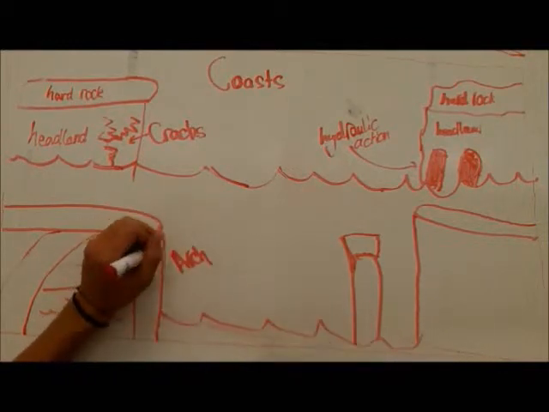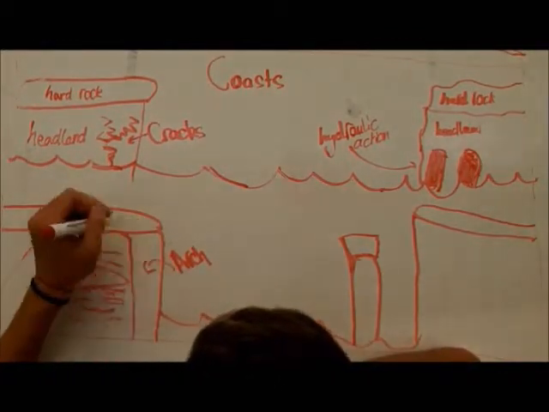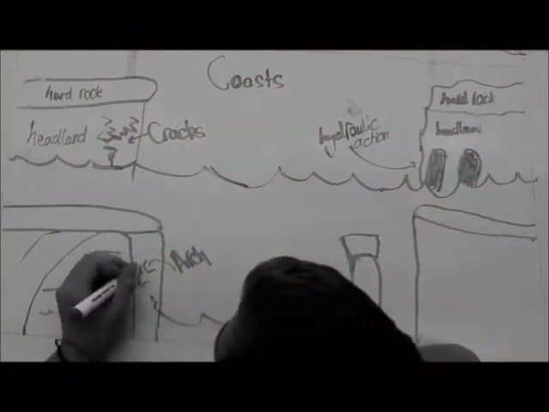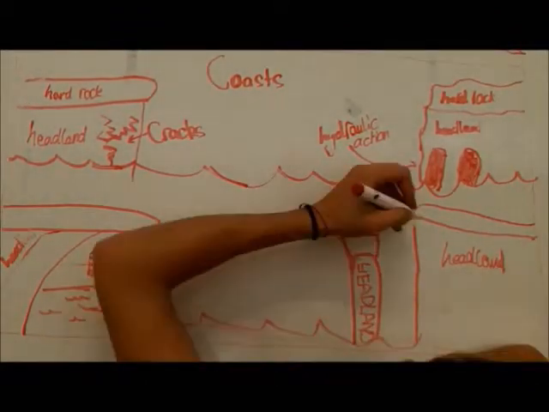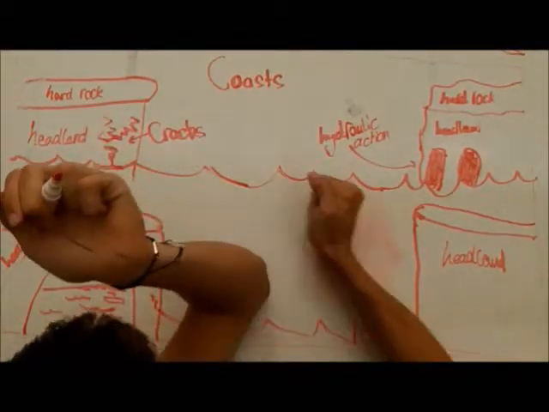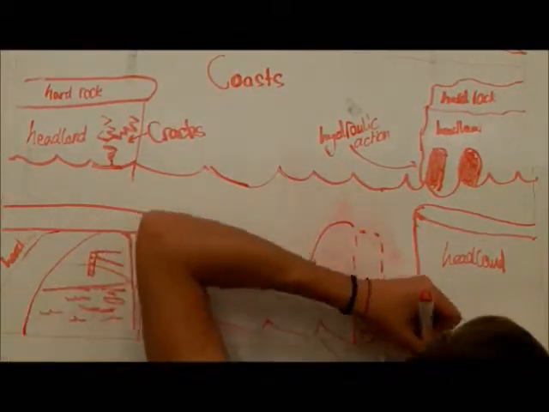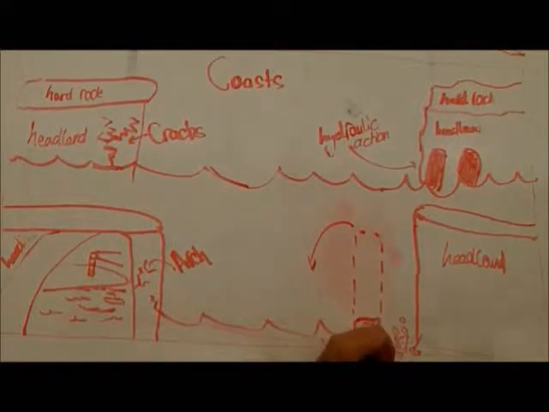What's left of the stack then falls into the water. It is turned into pebbles, which again increases the rate of abrasion further. Remember, this happens over an extremely long amount of time. Once the stack is gone, the cycle starts again on the headland.